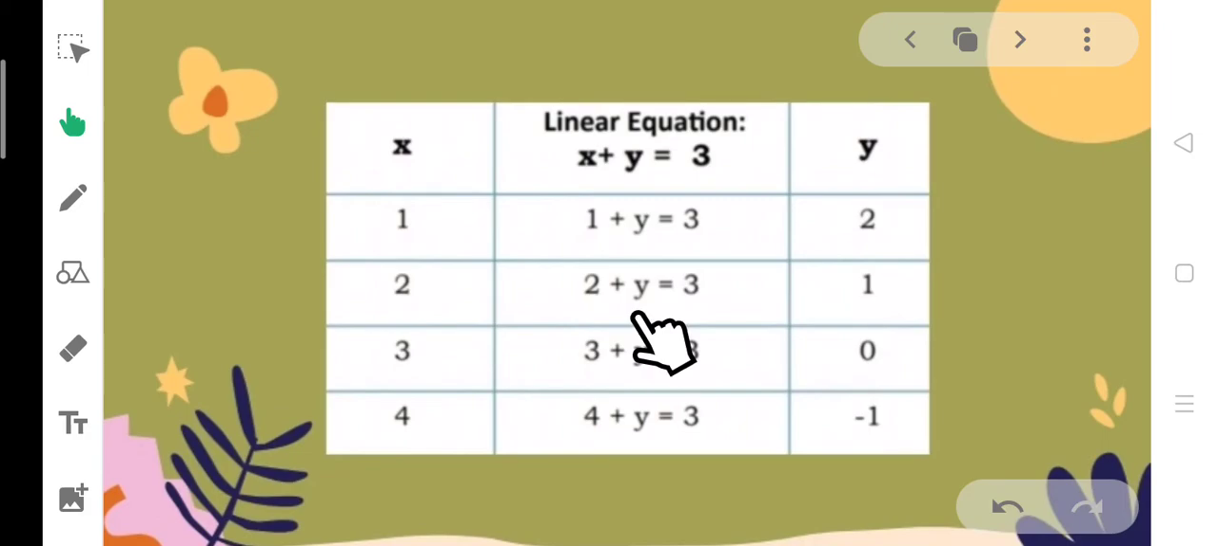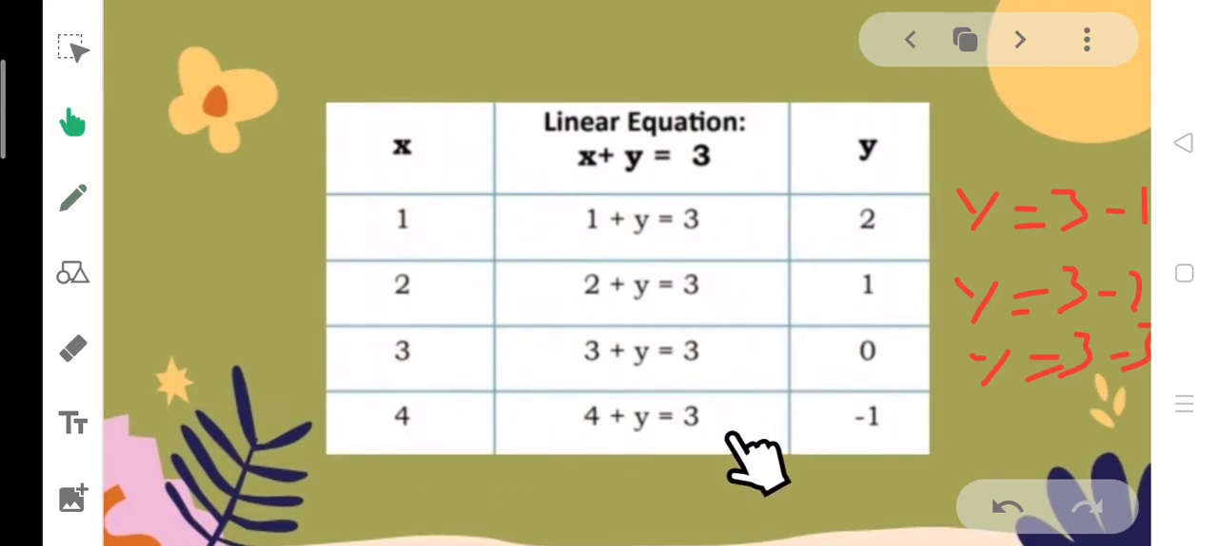And then subtract 2 from both sides of the equation. Let me write it here. I'm going to show you first when x is 1, this becomes y equals 3 minus 1. And then when x is 2, this becomes y is equal to 3 minus 2. And then when x is 3, y is equal to 3 minus 3. And then when x is 4, subtracting both sides by 4, we have y equals 3 minus 4.